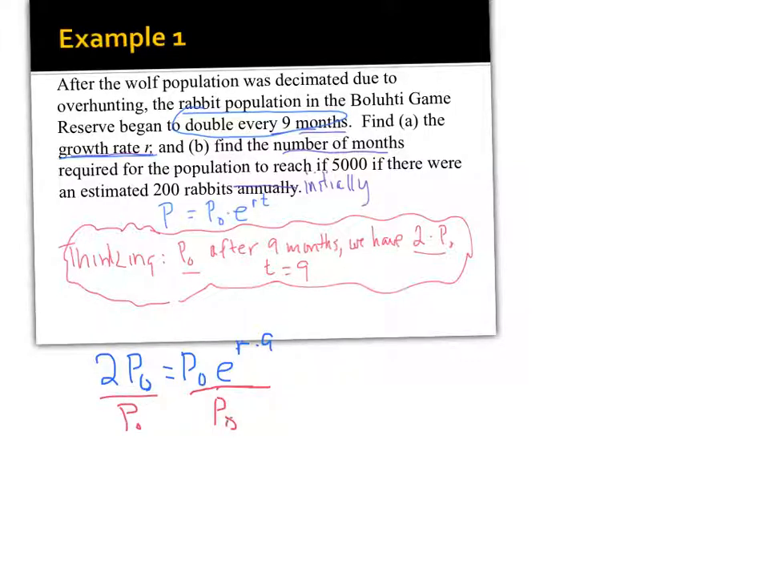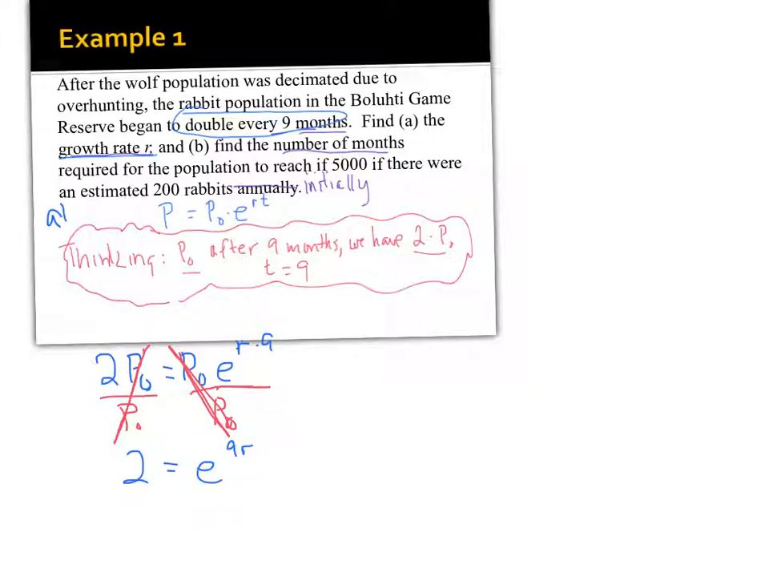But that's okay, because P naught divided by P naught is 1, so they cancel. And P naught divided by P naught is also 1. And so I'm left with 2 equals e to the 9r. It looks a little bit nicer. But I know how to answer these. I actually know how to solve these questions. These are actually not too difficult.